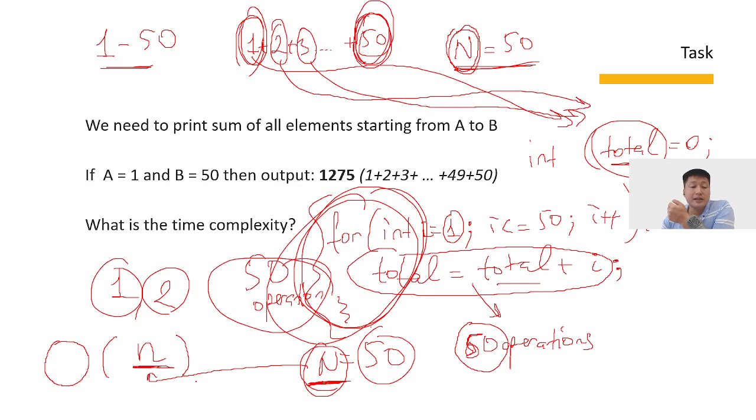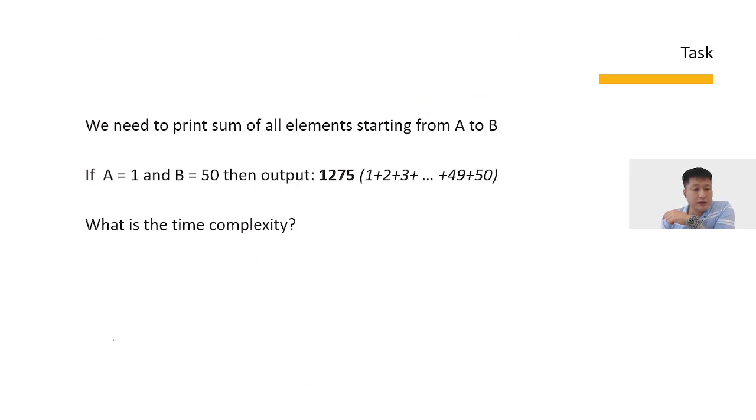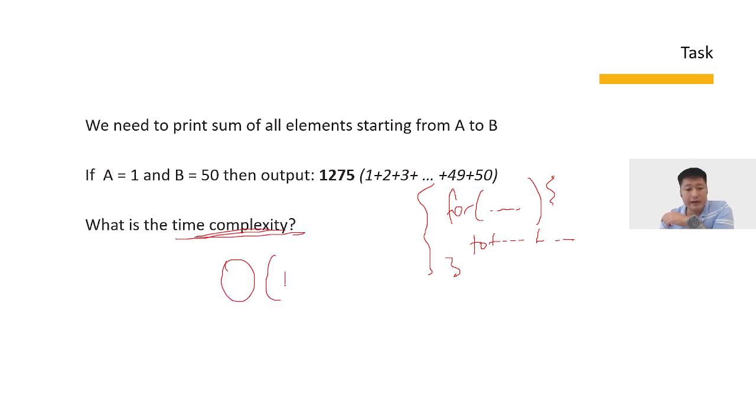Why n? Let me just erase everything here. So big O notation for this for algorithm, where we say total is equal to total plus i, the time complexity, or big O notation, is equal to n. Why n? Because however many elements we have, if n is 50, we do the same 50 operations.